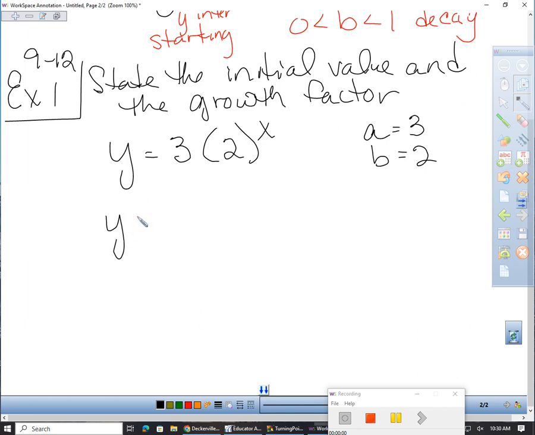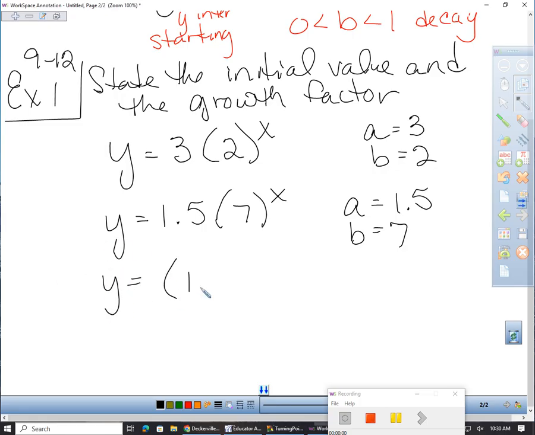Try another one. y equals 1.5 times 7 to the x. What is my a value? Good. What is my b value? Perfect. What if I had y equals 1.05 to the x? What is my a value? 1. Good. a equals 1. There's that magical 1 in front. What is my b value? Good. 1.05. That's the first 4 problems.